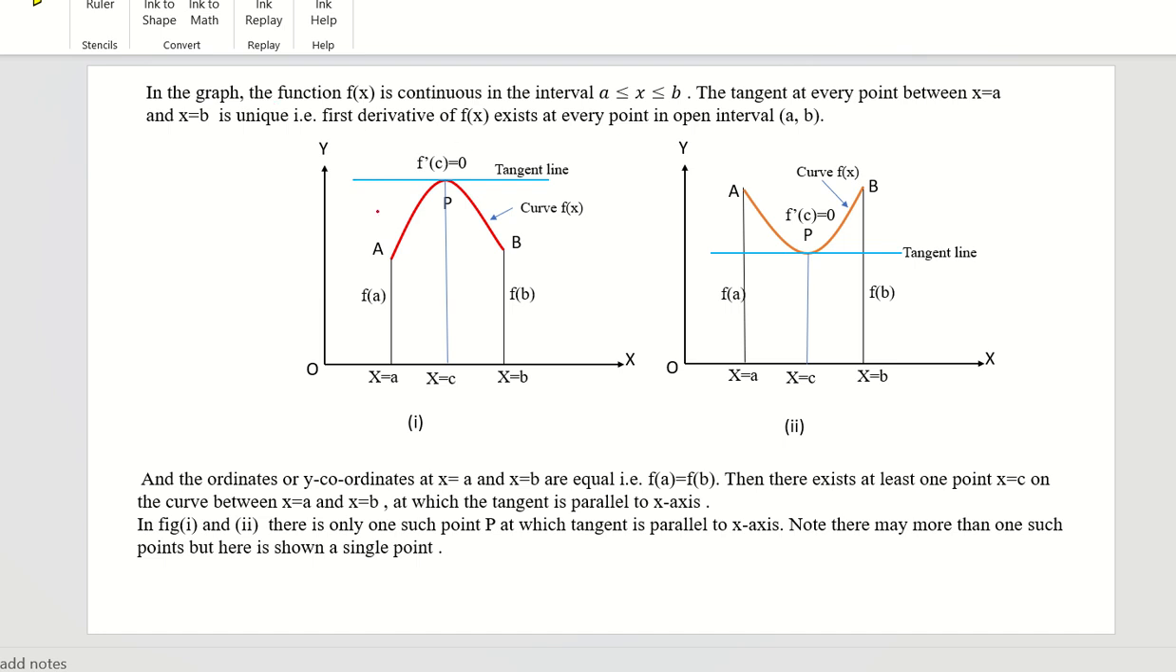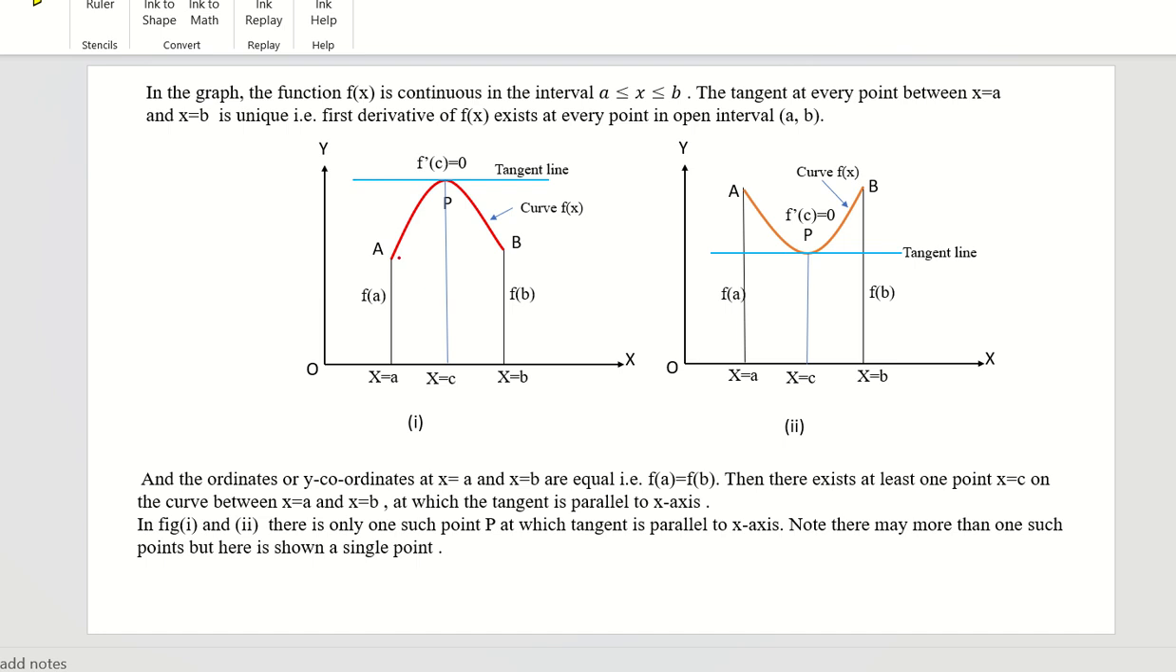The second condition is that the function is differentiable in the open interval. Differentiable means the derivative exists. The physical meaning of derivative is the slope of the tangent, or the measure of orientation of the tangent, right? So differentiable means that at each and every point lying on this interval a to b, we can draw unique tangents.